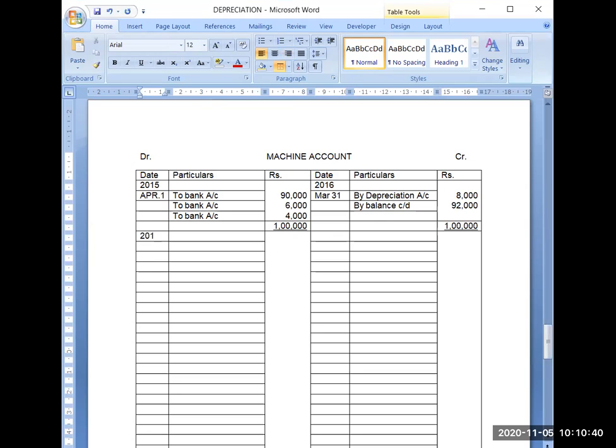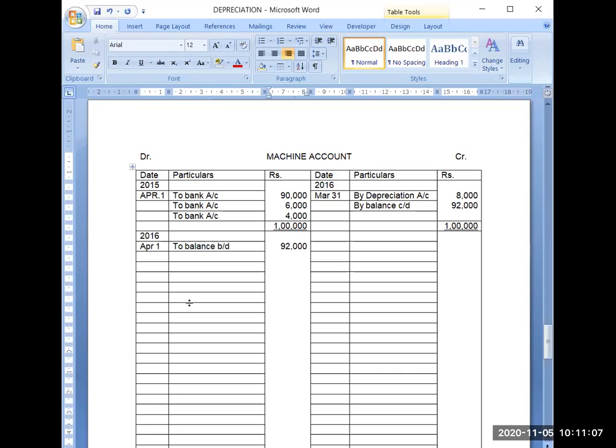Now, here the year will be 2016. Date will be April 1st. And here I will write the opening balance of this machine account, to balance brought down. The balance will be 92,000 as it was the closing balance there.